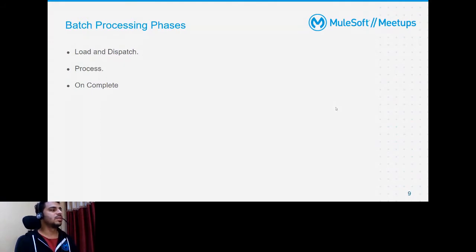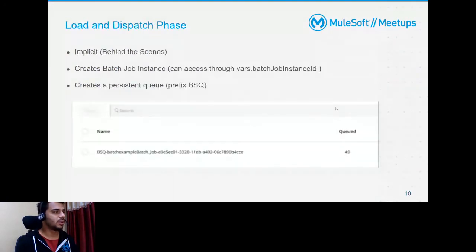In the load and dispatch phase, it loads the data into the queues. Behind the scenes it follows some queue mechanisms to maintain the information of each and every record, and those queues will be created. If we see in local, it is created, and in CloudHub also you can see those queues with a prefix called bsq, and it will also include the batch instance id, which is nothing but the correlation id of that particular batch job. So it's a totally implicit step.